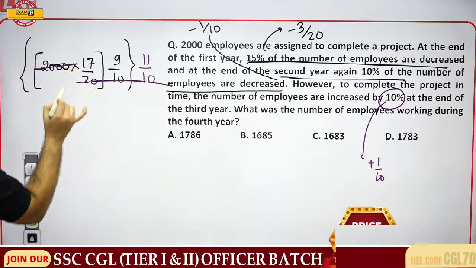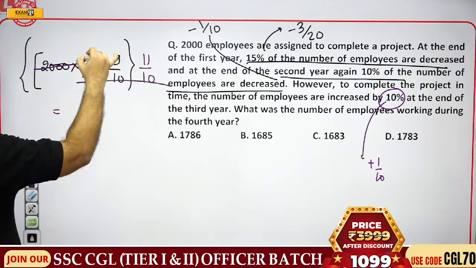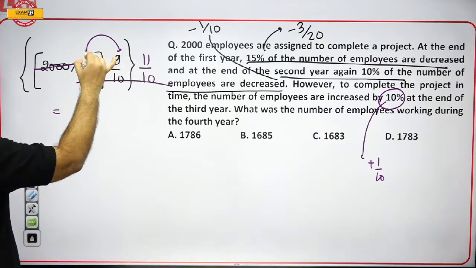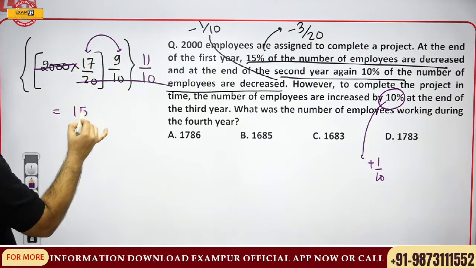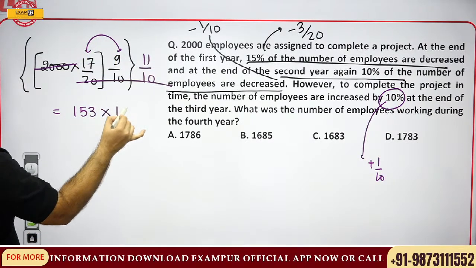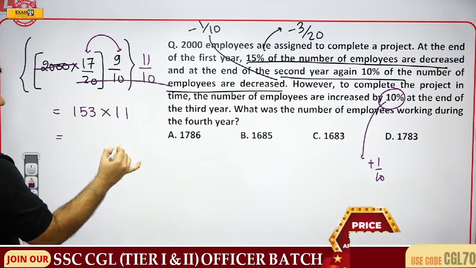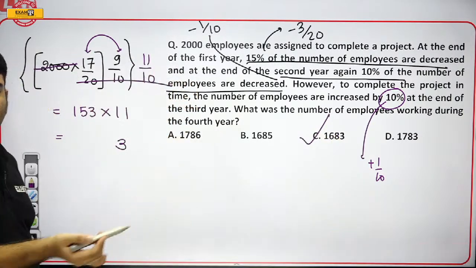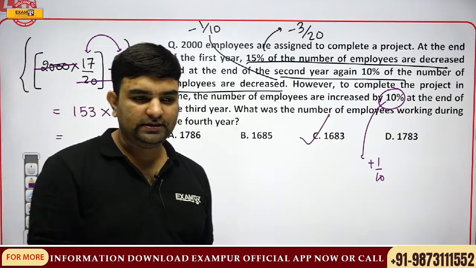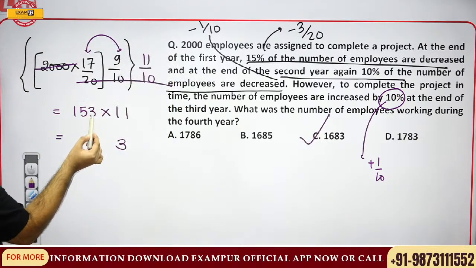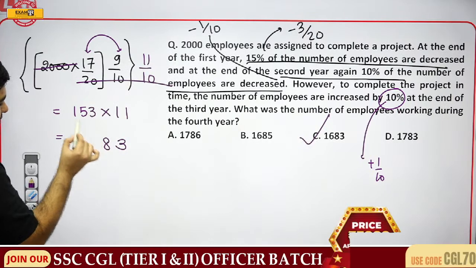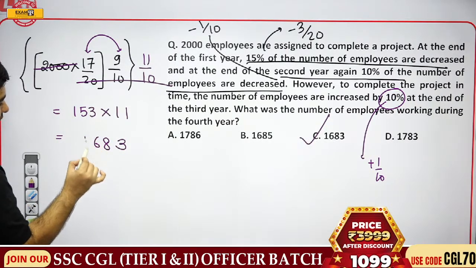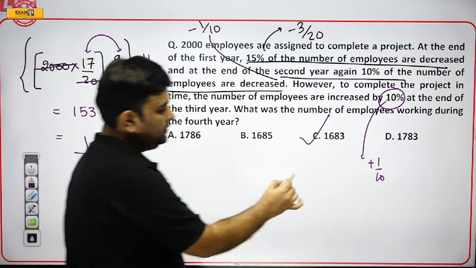2000 cancelling 2000. 17 into 9 might be a famous number, 153. 153 into 11. Unit digit of 3. Let's cross check whether it's C or whether it's D. 3. 5 plus 3, 8. 5 plus 1, 6. 1683. Answer.